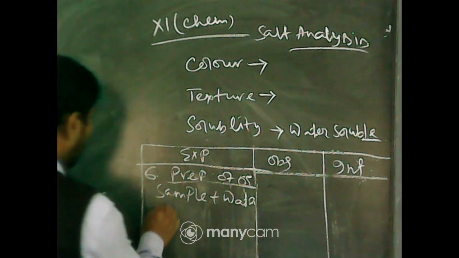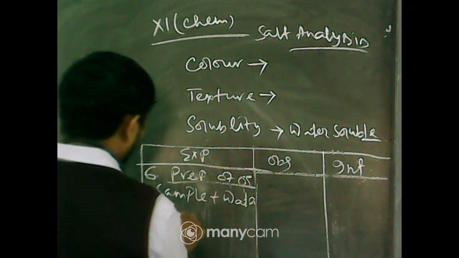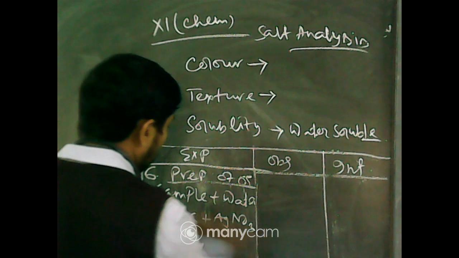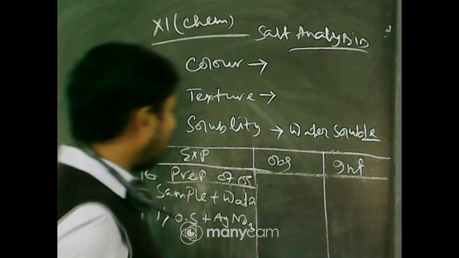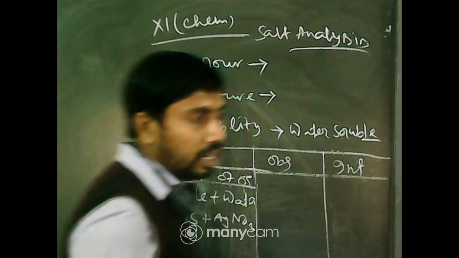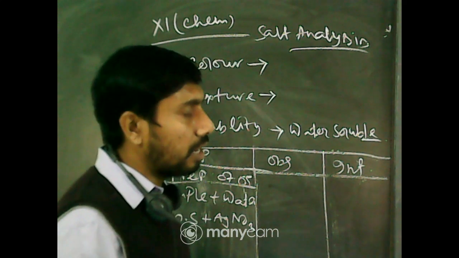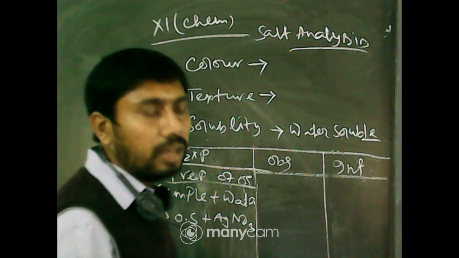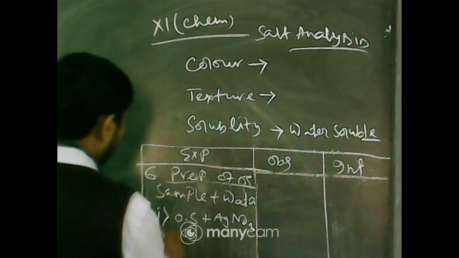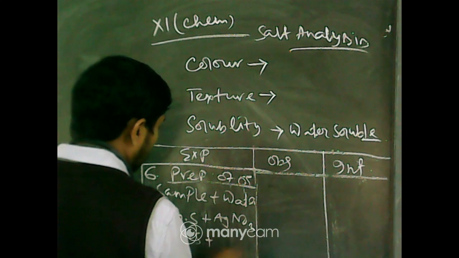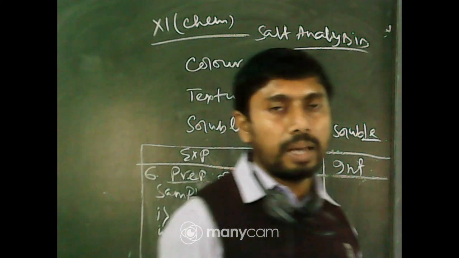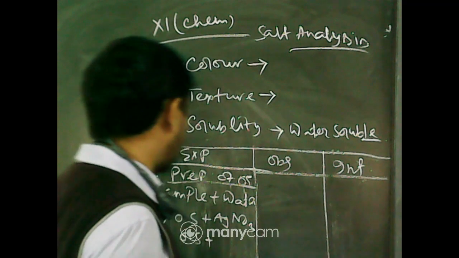Number 1: OS plus AgNO3. If any white precipitate comes, then it is chloride. If a brownish precipitate comes, then it is bromide, or iodide if it is a violet precipitate. There is also an observation that the precipitate will dissolve in ammonium hydroxide solution.